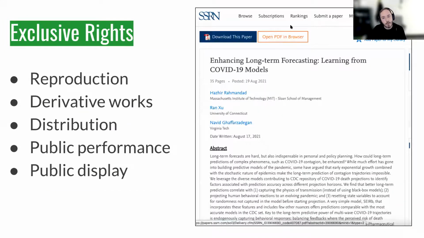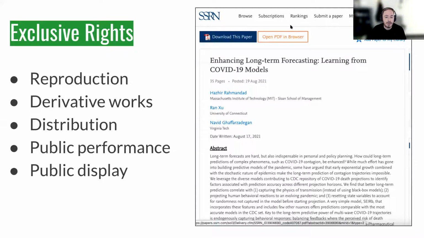So let's take a look at what these exclusive rights actually are. The US Copyright Act defines five. What does this actually mean? Well, let's say I'm the author of this research paper on the right here. Copyright grants me the right of reproduction, which means I can make copies of the article, and the right of preparing derivative works, which means I can adapt the article into another format, for instance, make an audio version of it.